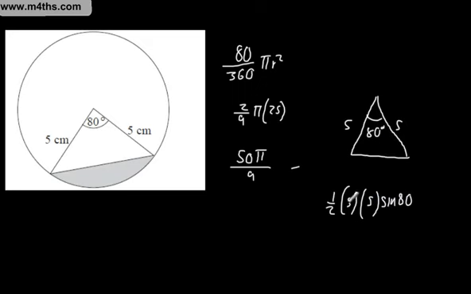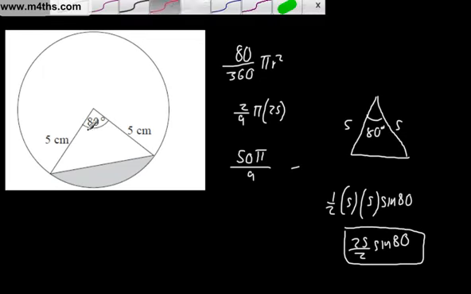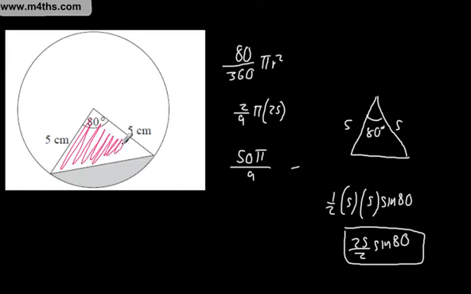So you can see what we're going to get. We're going to get 25 over 2 sine 80. So all we need to do is subtract that away. That right there is going to get us the area of this triangle here. So if we just find that and subtract it away, then we're going to have the value of the shaded bit.